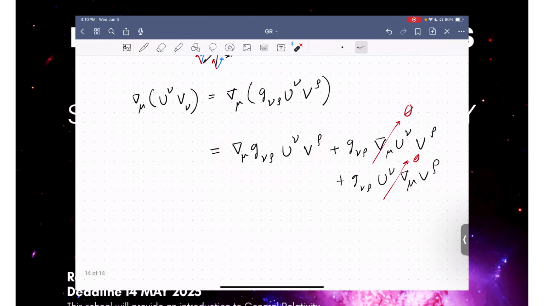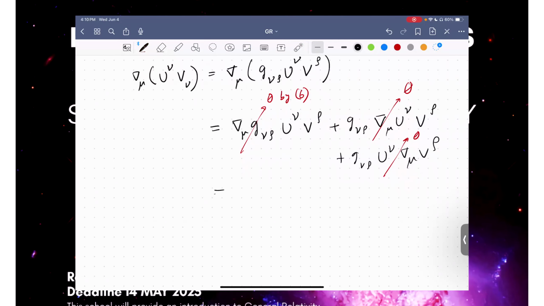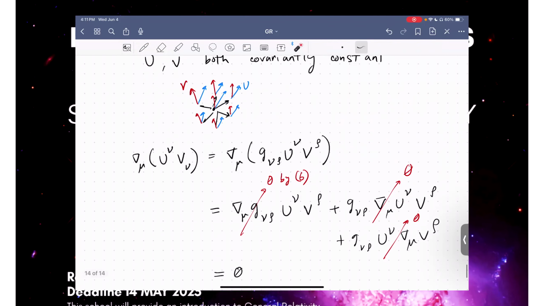And this term only vanishes if we have this condition that the covariant derivative of the metric is 0. So this vanishes by our last condition, by 6. So overall, when all of these conditions are imposed on the connection, this vanishes. So now our intuition holds that if two vector fields are parallel, then the inner product is covariantly constant. Okay, so this is why this condition 6, that the covariant derivative of the metric vanishes, is important.